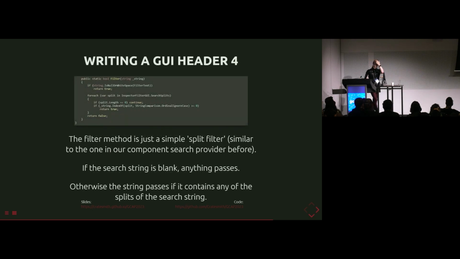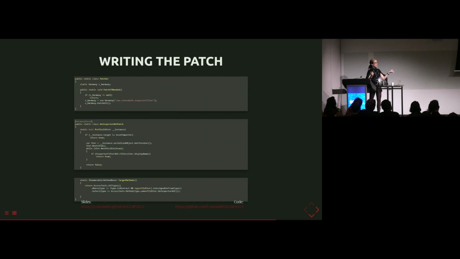So this is our filter function. I'm going to gloss over it because it is essentially the scoring function from before without a score. It's basically, do any of the words, the word splits, exist in the name of the thing we're looking at, the name of the property? If they do, return true. If none of them do, return false. And then this is the patch.